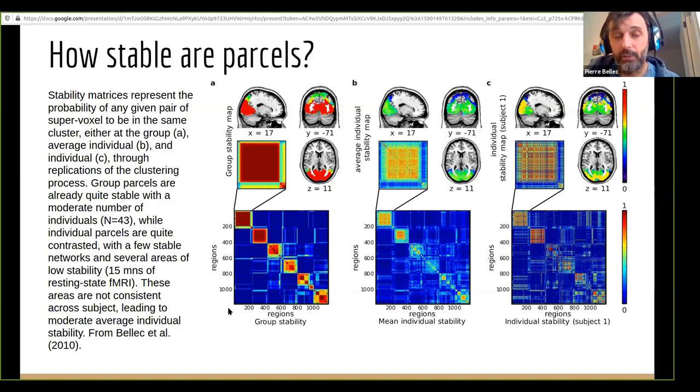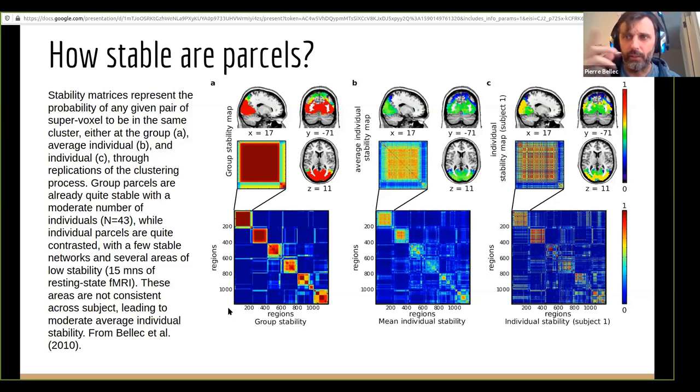And I'm now convinced that the source of this lack of stability is not necessarily how much data you have per subject, but that there is dynamic reconfiguration, and that you really need to look at families of parcellations that capture different states rather than try to find a single individual parcellation.